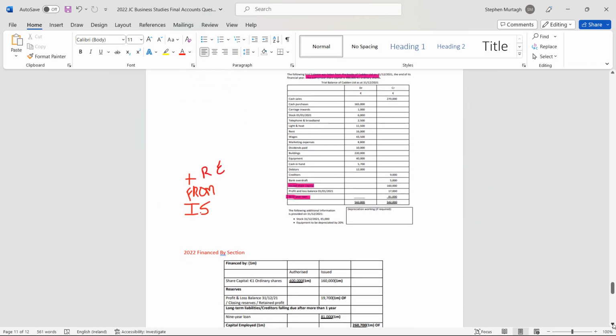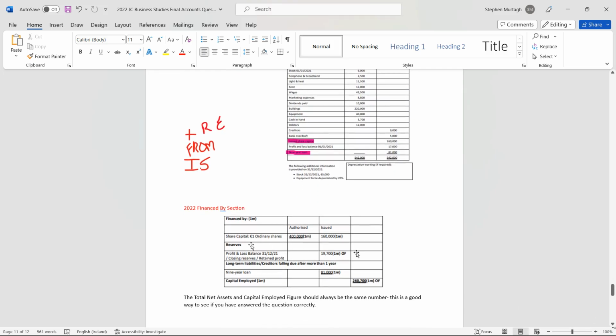So you can see that here, heading finance by, starting off with the share capital, 400,000, and like in the fixed asset section with cost and depreciation, just put a double line underneath that just to show the number, but you don't have to do anything with it. The real number in play is the issued share capital of 160,000. The amount of shares they can sell is authorized, but the amount they've actually sold is issued.